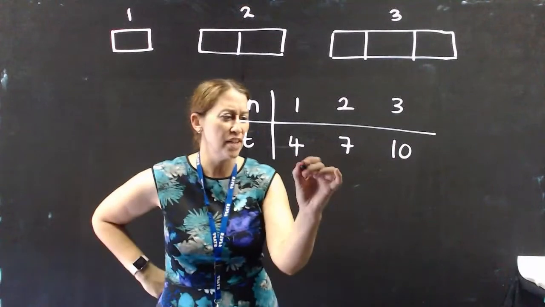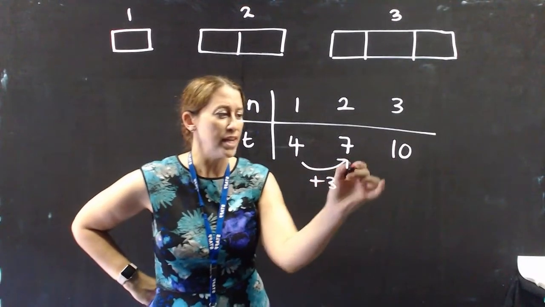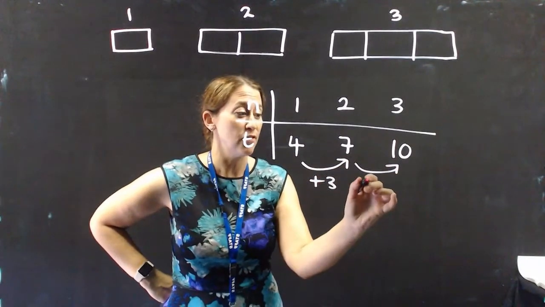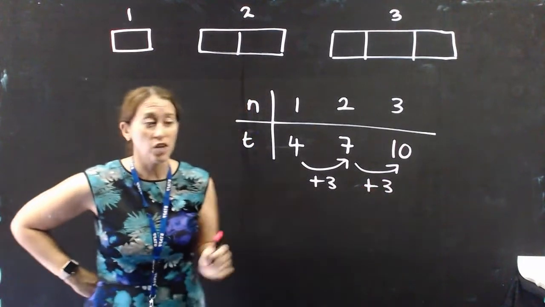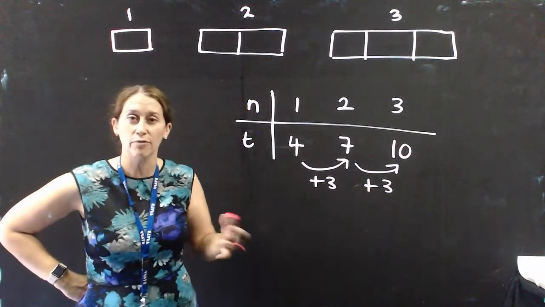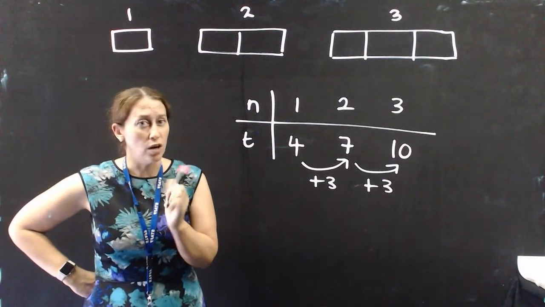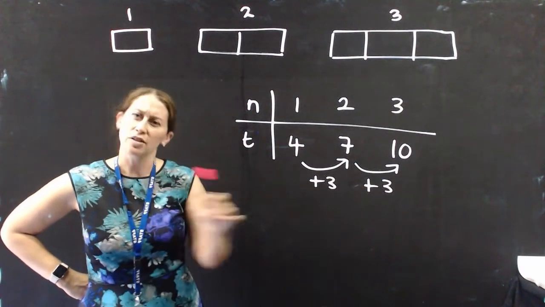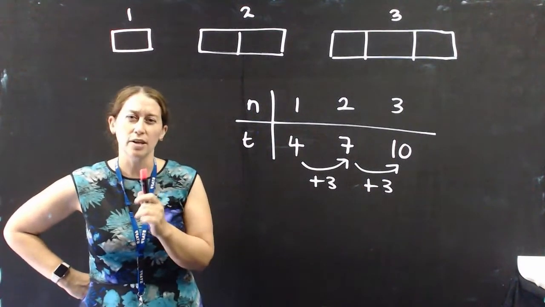Well, from 4 to 7, we've got a difference of 3. We also have a common difference of 3 from 7 to 10. So we can say it's common because it's +3 every time. Now, we know of other sequences that added 3 every time. That was the 3 times table.